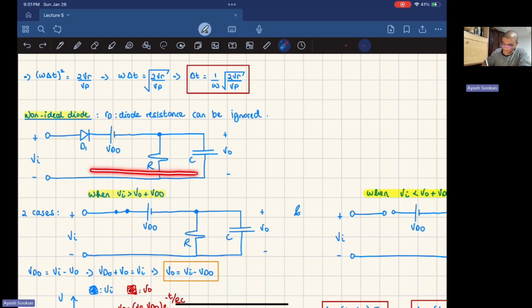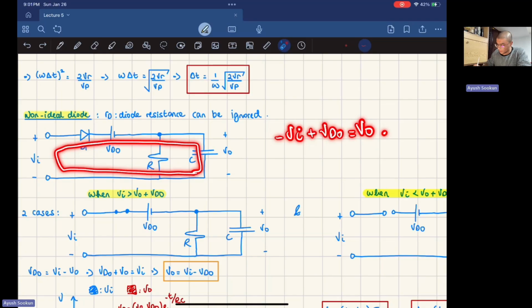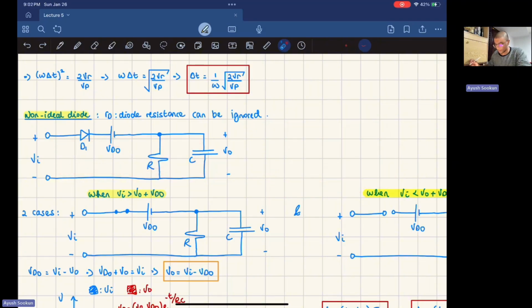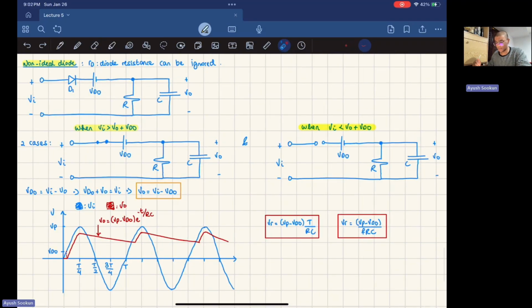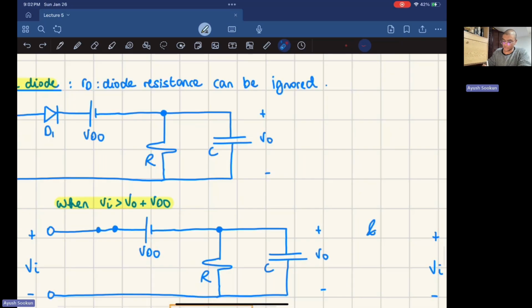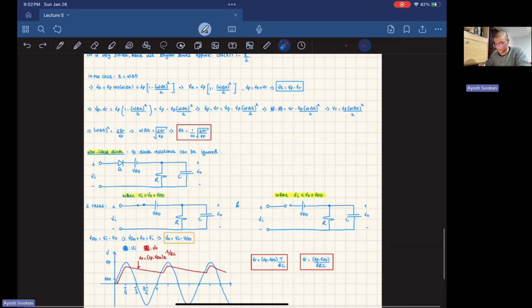Now if you do a KVL right here, I'm going to have minus VI plus VDO plus V output equals 0, right? So what do I got going on here? I'm going to have that VDO equals V input minus V output. Okay, so V output is V input minus VDO. So these are the equations I can write from that KVL. And of course, I'm just assuming that this diode is a short circuit when I'm writing these equations.